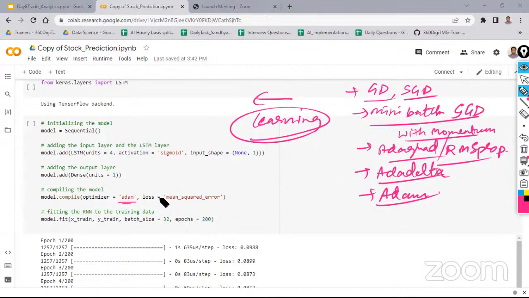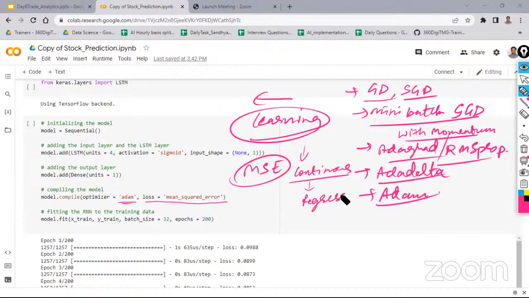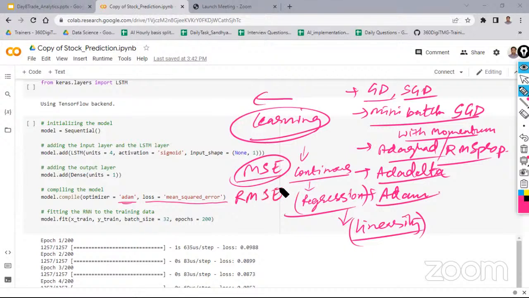So now I'm using the loss function mean squared error. Why am I using mean squared error? Because the values are continuous. When the values are continuous, you'll have regression methods or regression techniques. Hence it is linearity. When you have linearity, you'll make sense with mean squared error, root mean square error, mean absolute error, mean error. So like this, you have loss functions calculating the loss.